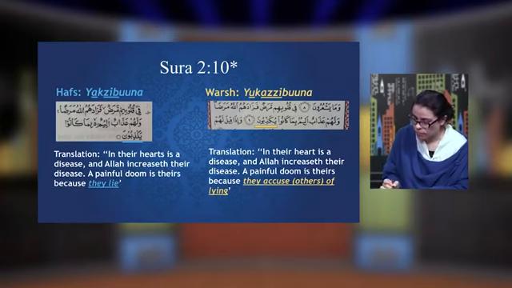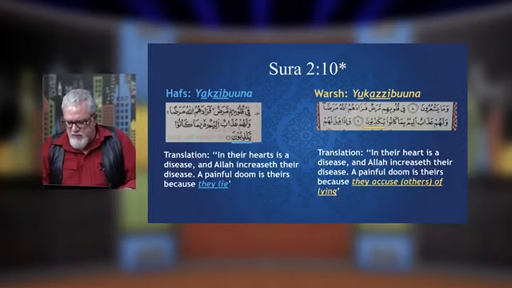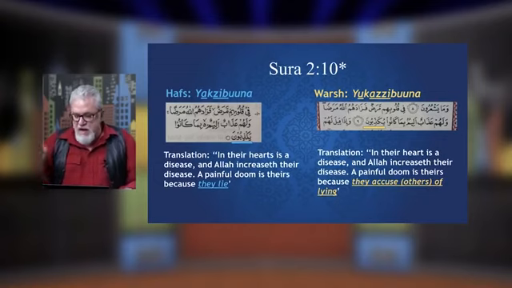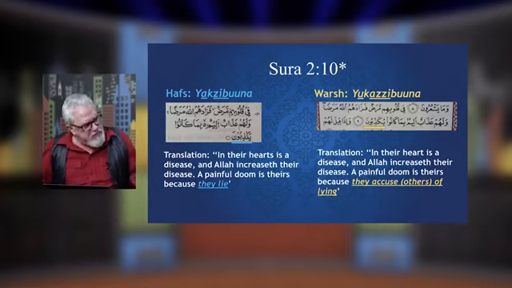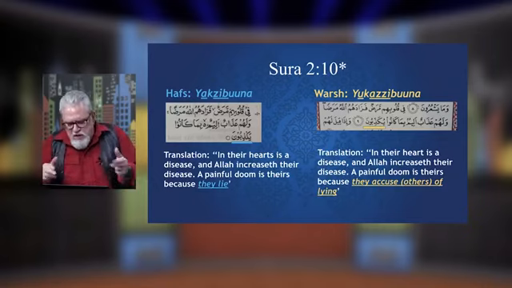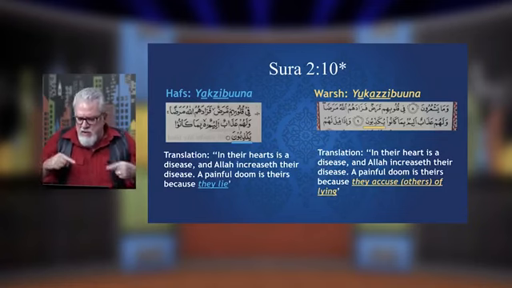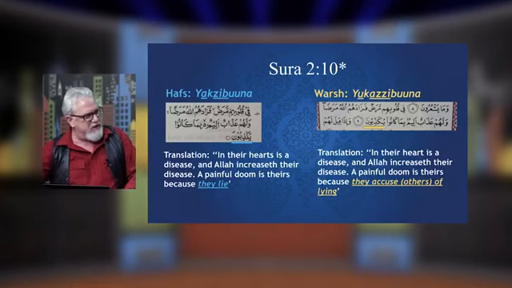Okay, they lie. Then on the other side, in the Warsh, in their heart is a disease, and Allah increases their disease. A painful doom is there because they accuse others of lying. Now that changes the text completely. That changes the meaning completely. Are they doomed because they lie, or are they doomed because they accuse others of lying?